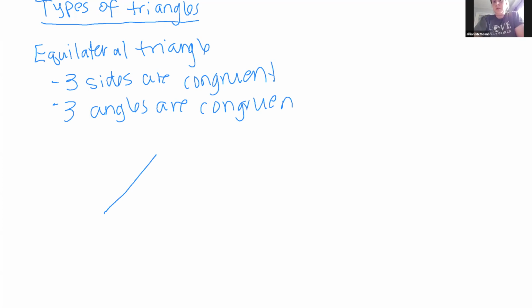So the way we denote that the sides match is we put these little tick marks through them. And if they all have the same tick mark, that means they're congruent. And then the same thing with the angles. A lot of times you'll do angles with tick marks, or you'll do angles with little curves. And if they all have one curve, that means they're the same.